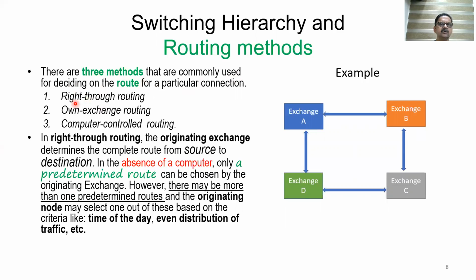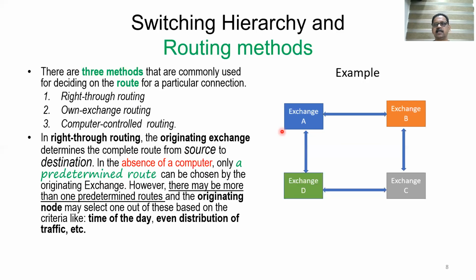The first one is known as right-through routing. The second one is alternate exchange routing. The third one is computer-controlled routing. Okay, we will study them one by one. First, we will look into right-through routing. In right-through routing, the originating exchange determines the complete route from source to the destination.